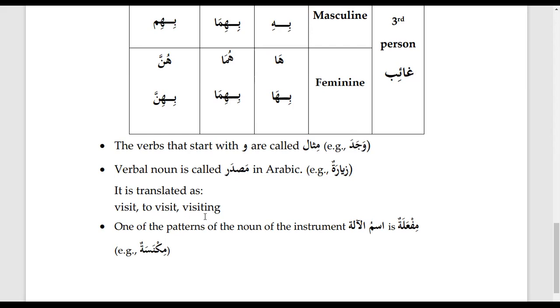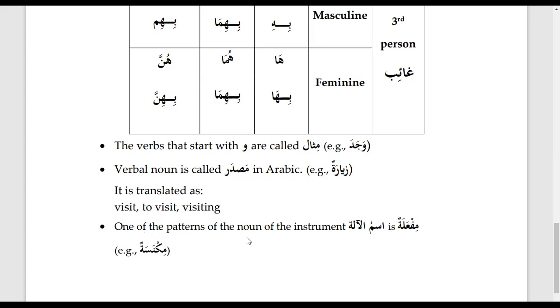So for example, in English, we say go and goes, and then we say going, and we also say to go. So similarly, we can say visit, we can say to visit, and we can say visiting. So ziyaratun can be translated as visit, to visit, or visiting. The only thing that we need to know is that masdar can be translated as bare infinitive, as we call that, and it can be translated as infinitive, that means to plus the first form of the verb, or it can be translated with ing.